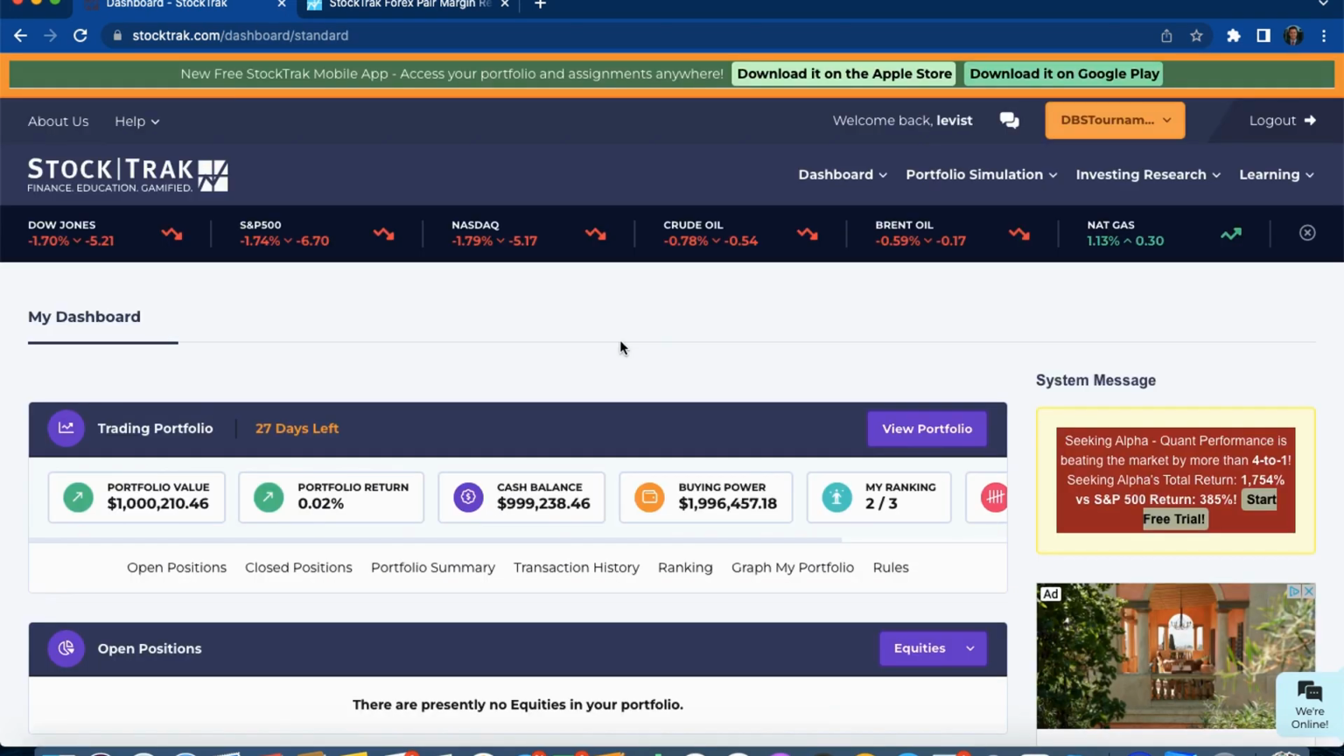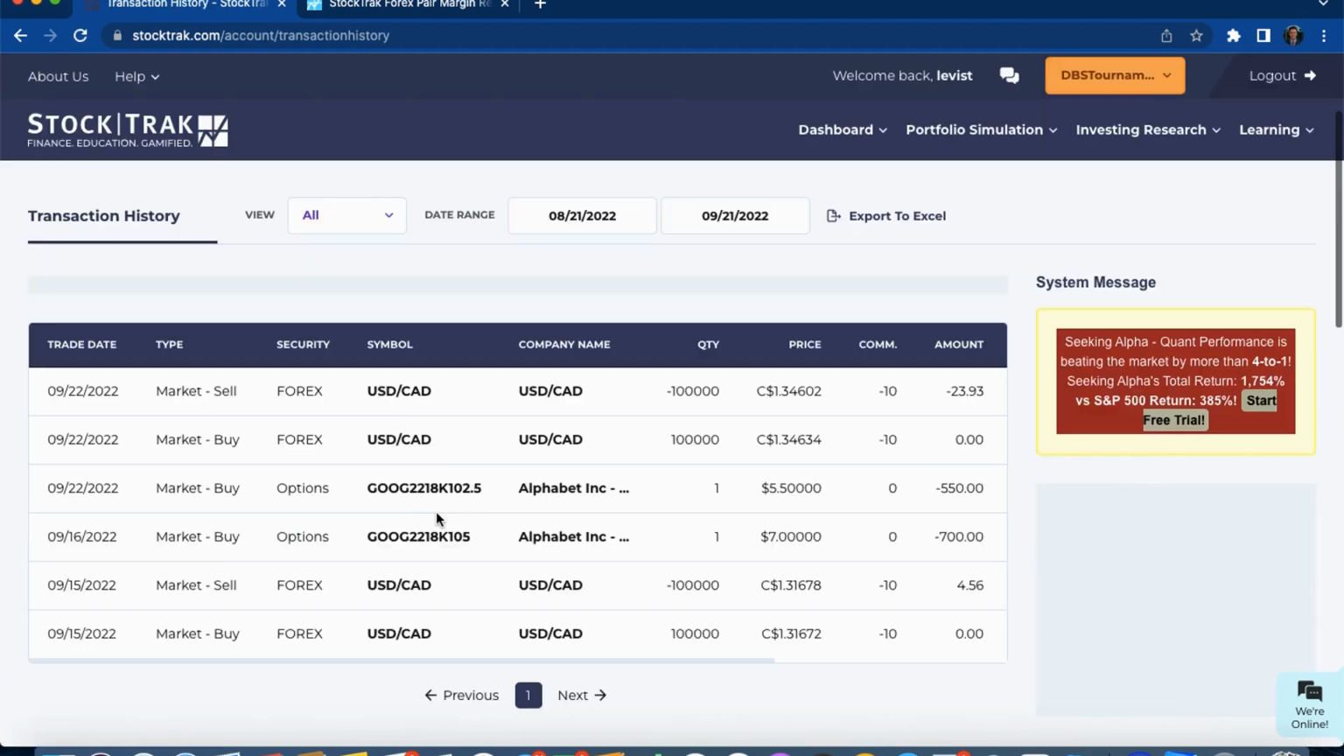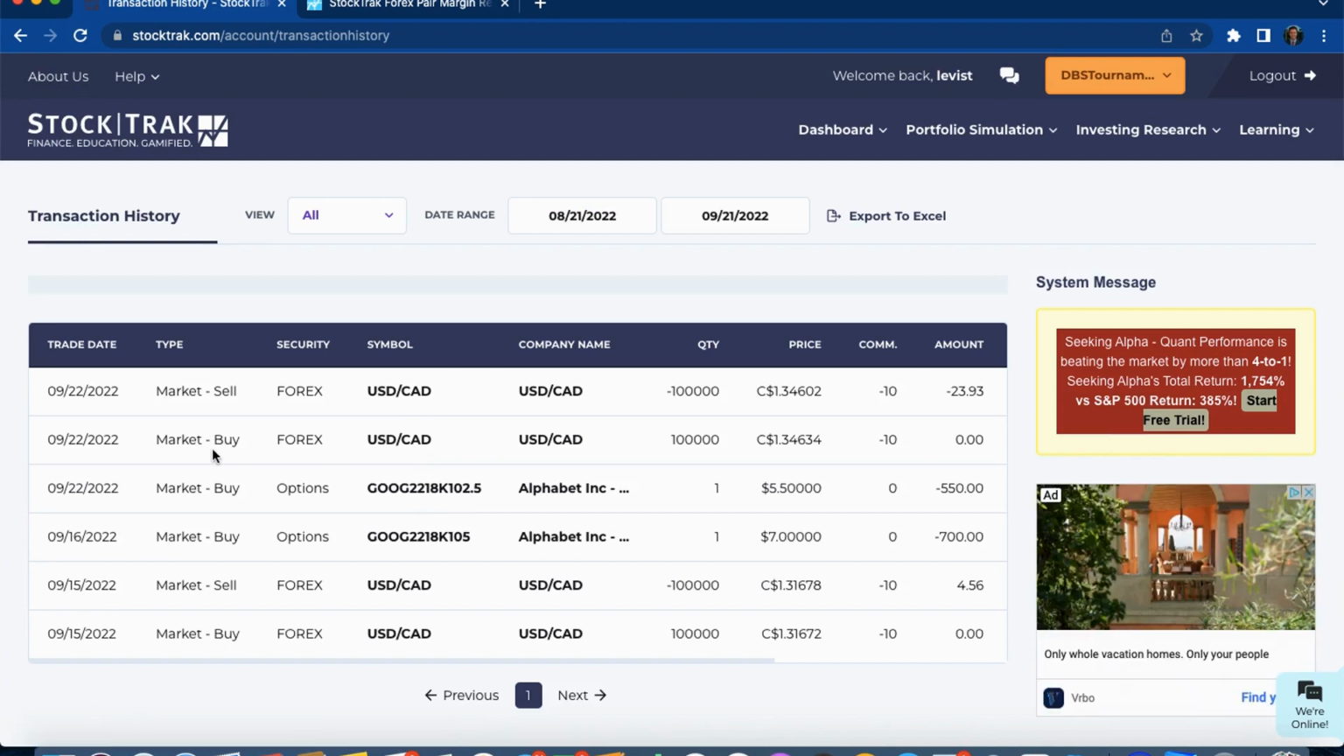Let's navigate to our transaction history just to clarify exactly how much money we lost on that trade. Again, portfolio simulation, and then transaction history. So for the last 2 trades I made, you can see that when I bought the pair of USD CAD, it was at the price of 1.34634 Canadian dollars per US dollar, minus 10 commission, and I only had to put down the margin amount of 2%. But when I sold that Forex trade, I sold the same quantity, but the price was 32 ten-thousandths of a Canadian dollar lower. So the Canadian dollar actually strengthened against the US dollar a bit, and I was wrong.